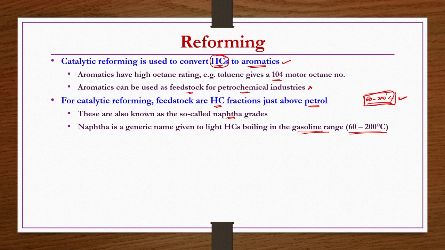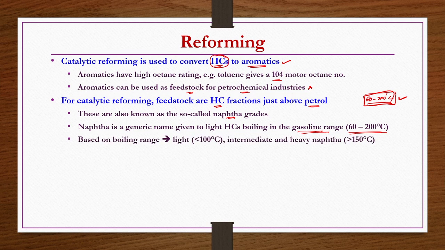Because of that, naphtha can again be intermediate naphtha, light naphtha and heavy naphtha. It is called light naphtha if the mixture is boiling at less than 100 degrees centigrade. It is called heavy naphtha if the naphtha mixture boils at more than 150 degrees centigrade. If it boils between 100 to 150 degrees centigrade, then we call it intermediate naphtha. Okay.